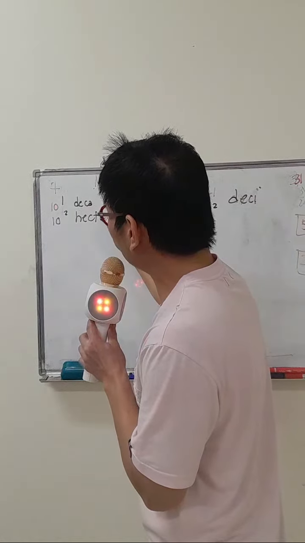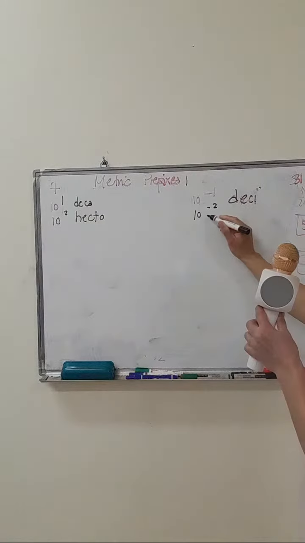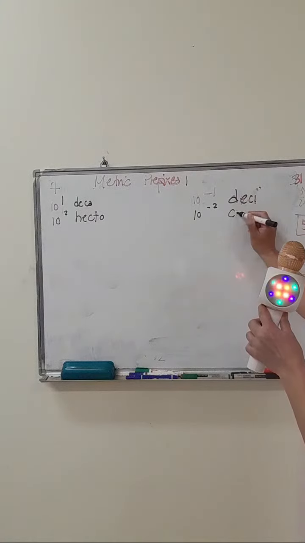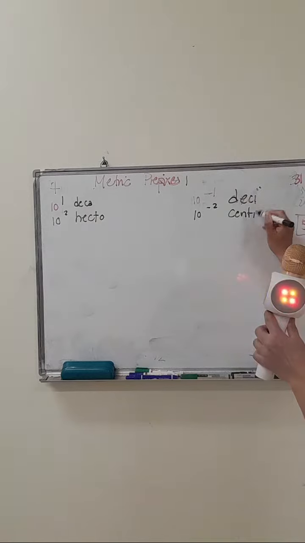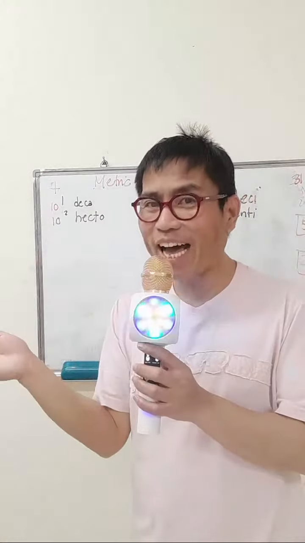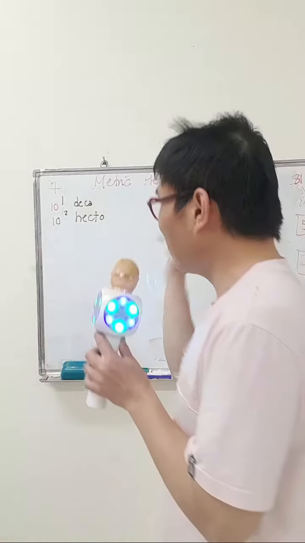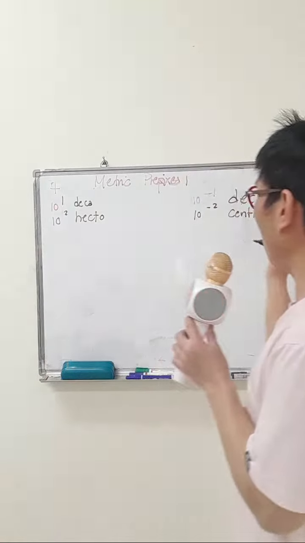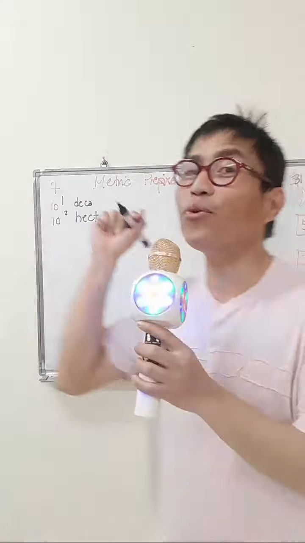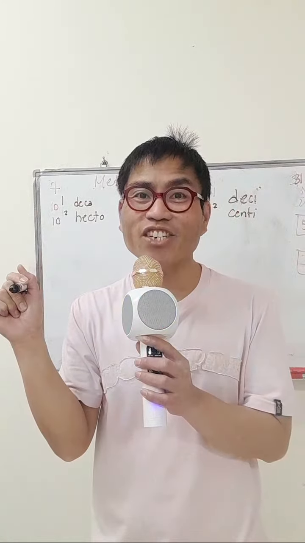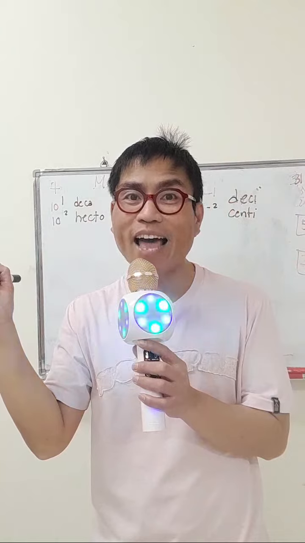Okay, hecto is 10 to the 2. And then 10 to the negative 2, centi. Guys, here already, sorry, I have to speak in Bisaya also a little bit. Okay, here already, you can notice, oh, this is something. The rhyme will matter. In English, rhyme, the same sound.